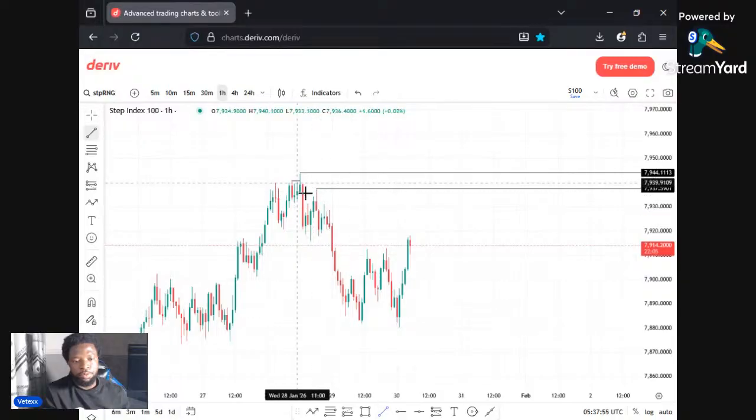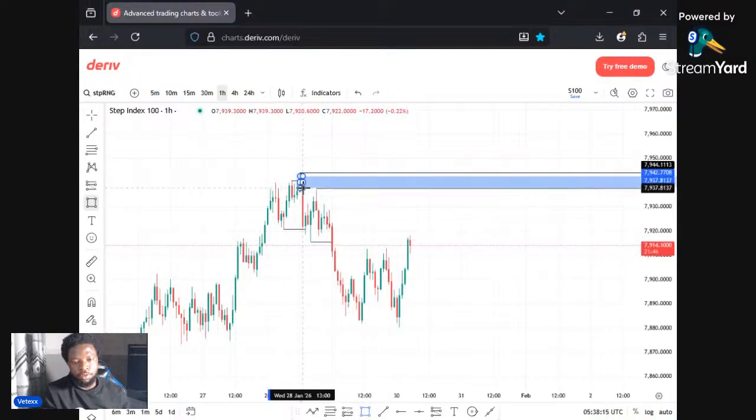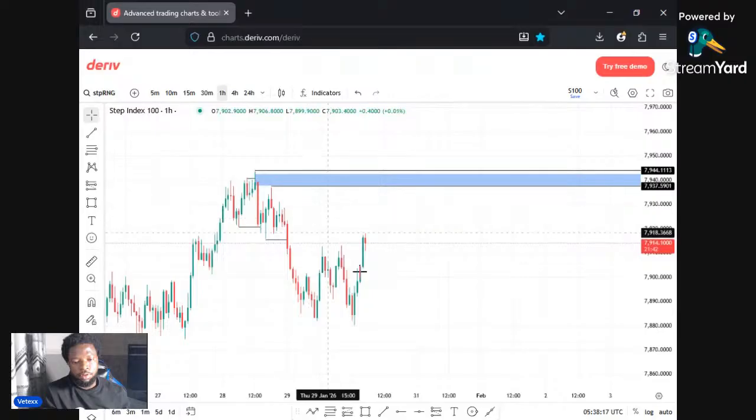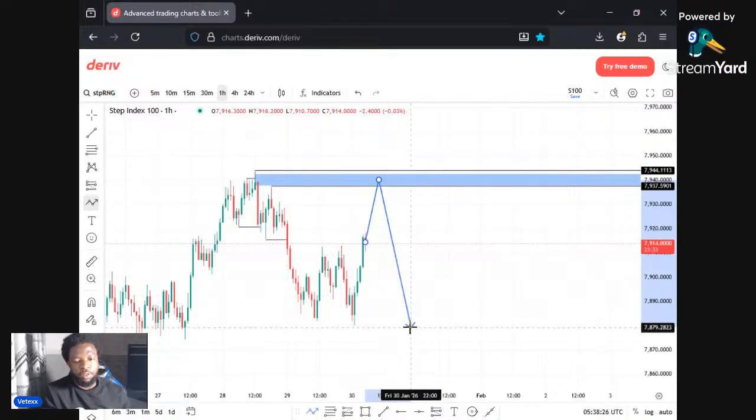We have our sweep, we have our first break of structure, we have our structural liquidity, then we have what? Second break of structure. And this becomes our what? Point of interest. Okay, so once price taps into this zone, it will give us continuation on the lower time frame. Then we can start taking trades.